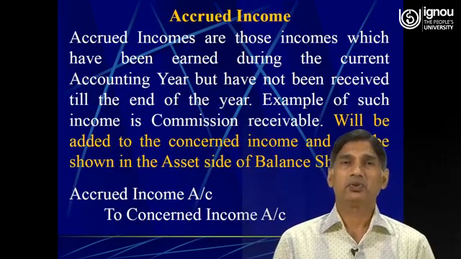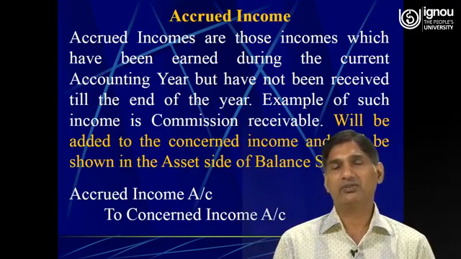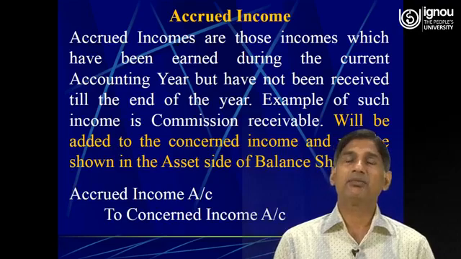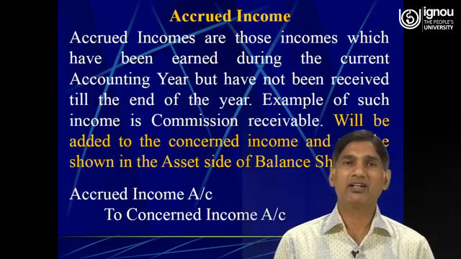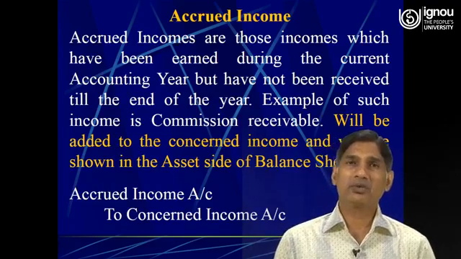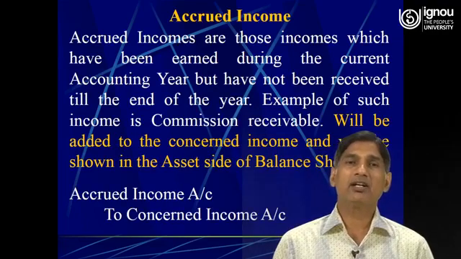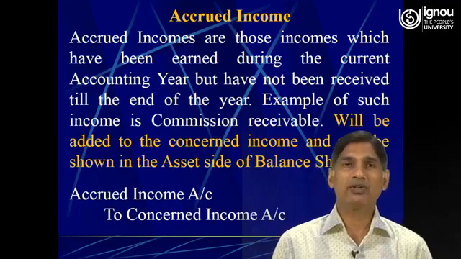Accrued income. Accrued incomes are those incomes which have been earned during the current accounting year but have not been received. So, accrued incomes are those incomes which we have earned during the financial year but the payment has not been received yet. Examples of such income are commission receivable and interest receivable. So, the journal entry of the accrued income will be accrued income account debit to concerned income. Say for example, if it is commission receivable, then commission receivable account debit to commission.